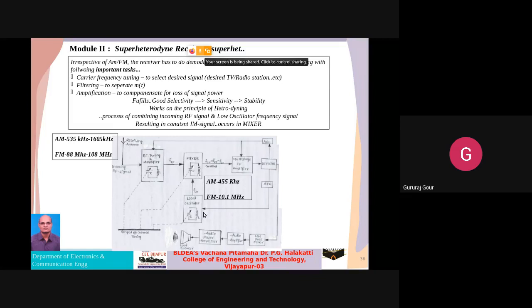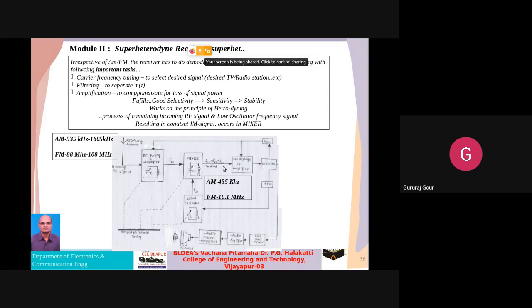Are you getting this? The mixer, in simple words for you to understand, is simply converting your incoming RF signal into an intermediate signal having a frequency neither related to the high frequency carrier signal nor related to the message or local oscillator signal.